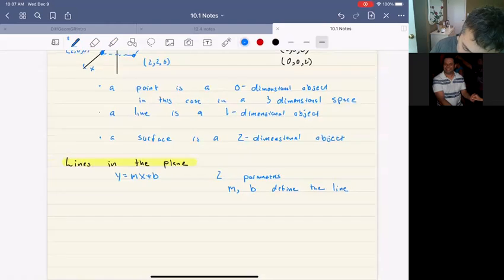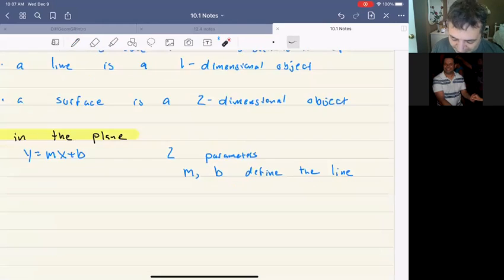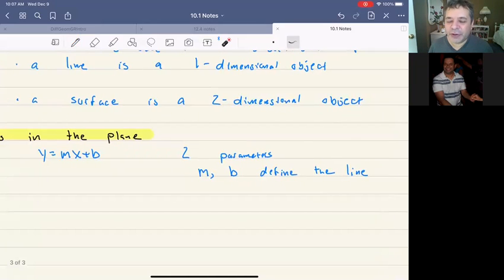Never mind why it's a one-dimensional object. But what the m and b do, I sort of think about them as the b is where the line starts and the m is the direction.